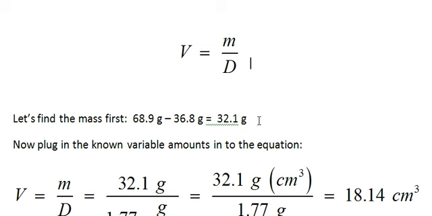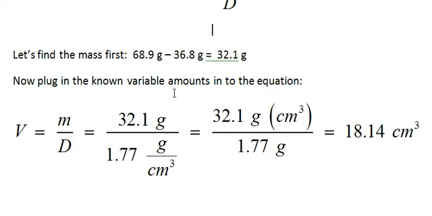So it looked like you calculated your mass correctly. You took the mass of the container with the liquid, 68.9, subtracted the container's mass, and came up with just the mass of the liquid, which in this case is 32.1 grams. Once you've got the mass, now we have two of the three variables and we're ready to go.